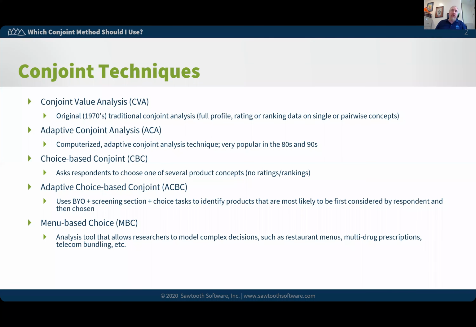So starting off, we're going to talk about conjoint value analysis. This is our traditional conjoint analysis package. It's available in Lighthouse Studio, and it allows you to do full profile, ratings-based or rankings-based conjoint analysis. It does support card sort, and I hadn't even remembered that we supported it until a few weeks ago. I was teaching a class and somebody had asked about it, and I had to go back and look and make sure that we actually still supported it. But yes, we do support card sort in there, so you can do single concept, pairwise, or card sort or rankings with conjoint value analysis.